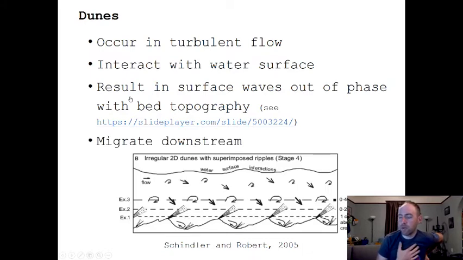And again, like ripples, these migrate downstream by the removal of sediment from the upstream side, which we call the lee side, and deposition on the stoss side. Opposite. Sorry. This is the stoss side here is the upstream side, and the lee side is the downstream side. Okay.